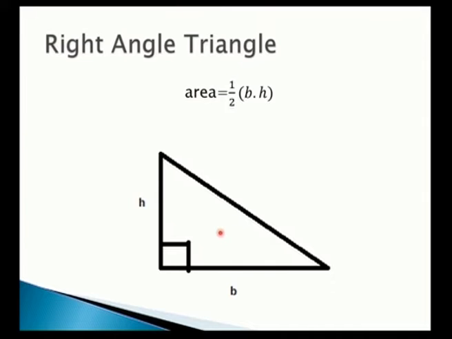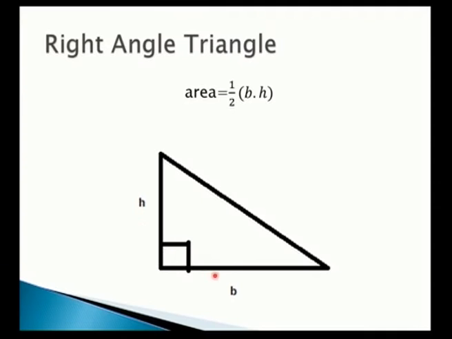The next type of triangle is a right angle triangle. The area of this right angle triangle is obtained by the formula half into b into h, where b is the base of the triangle and h is the height of the triangle. This is called a right angle triangle because the angle connecting the height and base is equal to 90 degrees, otherwise called a right angle. So, it is called a right angle triangle.